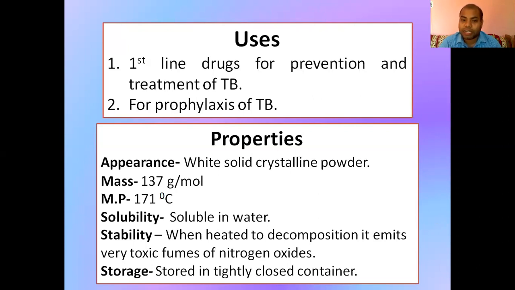In terms of properties, it is a solid crystalline powder with a mass of 137 gram per mole, having a melting point of 171 degrees centigrade, and it is soluble in water. But due to the presence of nitrogen, when you heat the compound, it can emit toxic fumes of nitrogen oxide. As it can decompose, it should be stored in a tightly closed container. This is all about isoniazid.